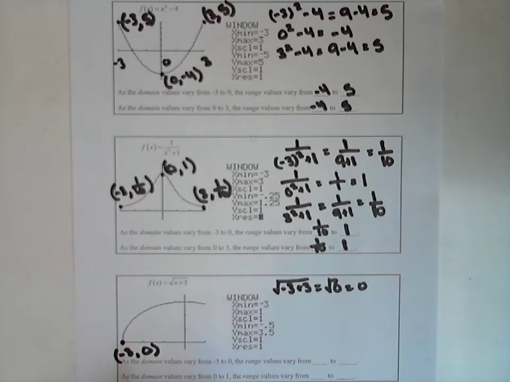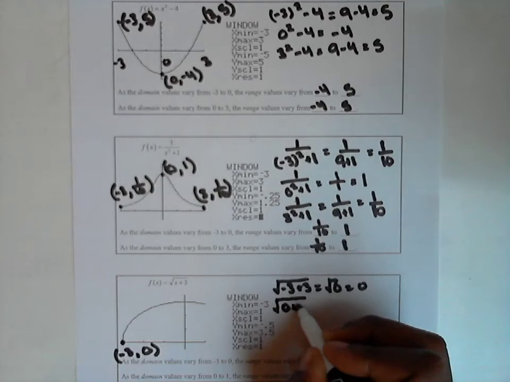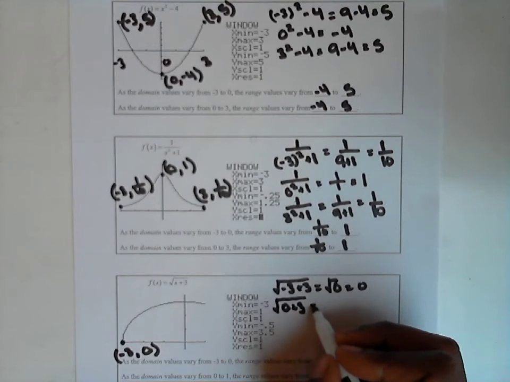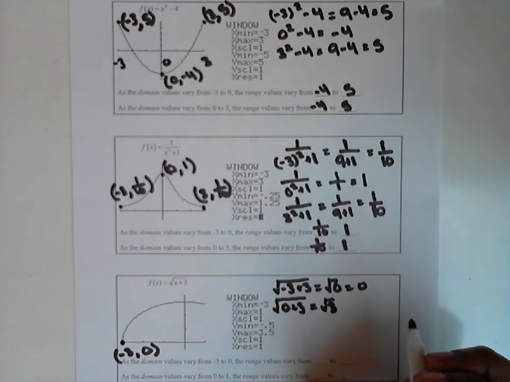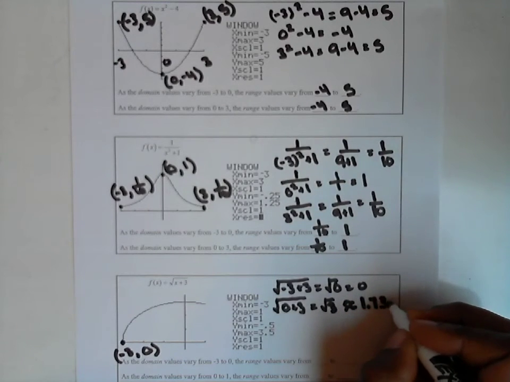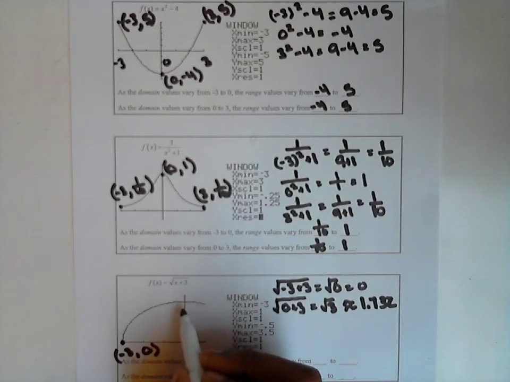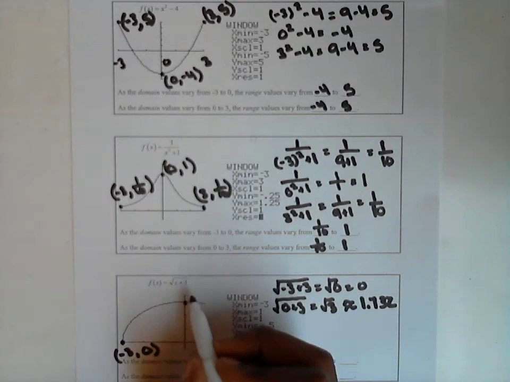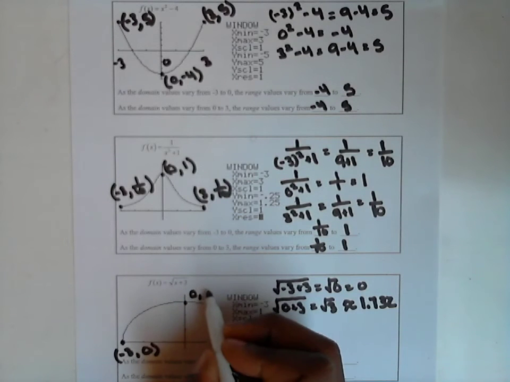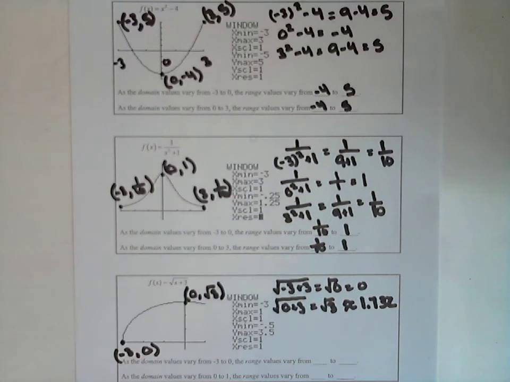Now when I go over to the other value in my domain, which is 0 for x, I just put that in, so I go the square root of 0 plus 3 equals the square root of 3, and if you punch the square root of 3 into your calculator, it's about 1.732. So we know that when 0 is our x value, the square root of 3 is our y value, our output.